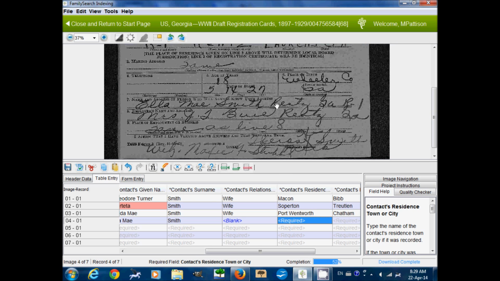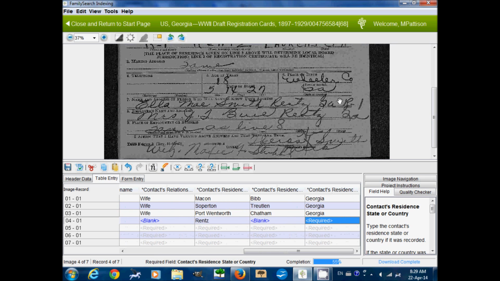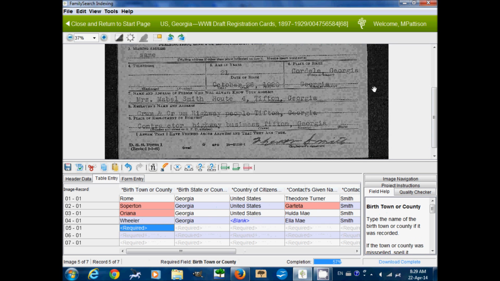Then the residence, that's on the same line. Okay, so make sure you don't skip down and look at the next line for the residence of the contact. It's on the same line, this line 7 on this type of card. In this case it says rents and then GA. There's no county given, rents, Georgia. Okay, you can't go look up what county rents is in. It has to actually say it on the card.